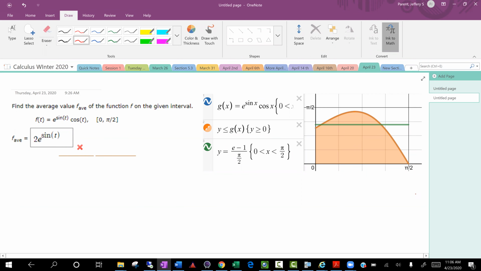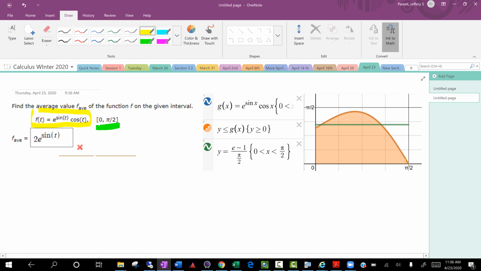Okay, so for this particular problem, we're trying to find the average value of the function on this interval right over here. So I want to find the average value of the function over that interval. Let's understand what that means. Now I've graphed that over here and I actually showed you a little bit of the Desmos commands that I used to color this in.